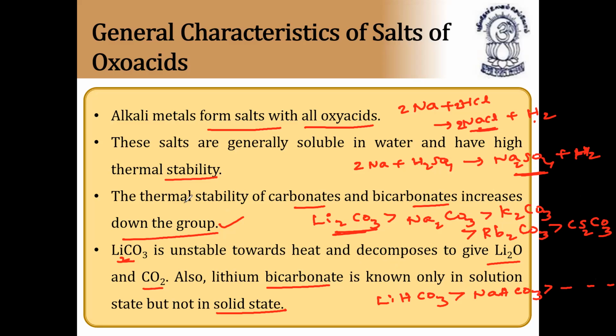So the thermal stability of carbonates and bicarbonates increases down the group. Here we have to write increases, so we have to keep the less-than sign. Lithium bicarbonate is less stable than sodium bicarbonate, less stable than potassium bicarbonate, less stable than rubidium bicarbonate, less stable than cesium bicarbonate. Here also the same thing, less stable. So please make a note. This will be very confusing if you don't see the statement. The thermal stability of carbonates and bicarbonates increases down the group.